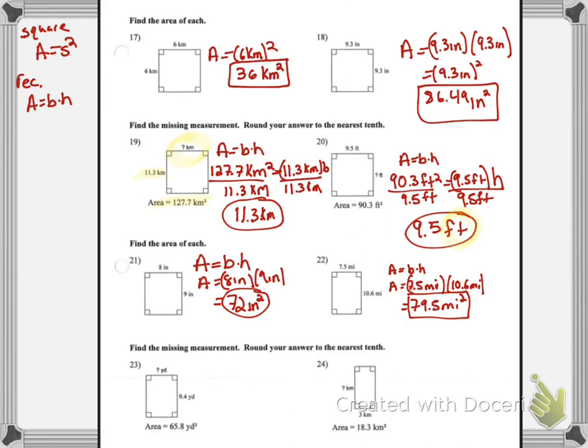Okay. And then the last part of this one again is finding the missing measurement. So you have two parts, the area and either the height or the base. We know it's going to be area equals base times height. So our area is 65.8 yards squared equals our base, which we don't know, times the height, which is 9.4 yards. I want to divide by the 9.4 yards.